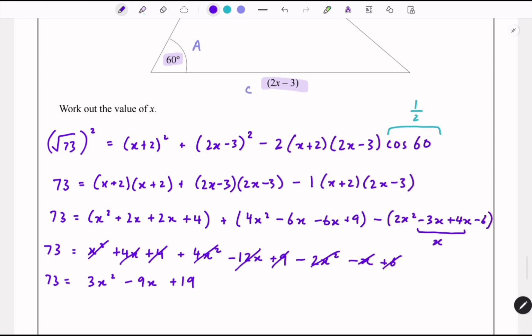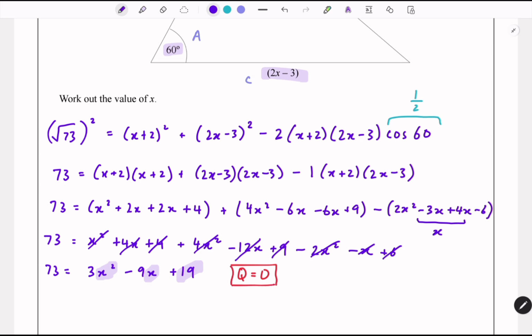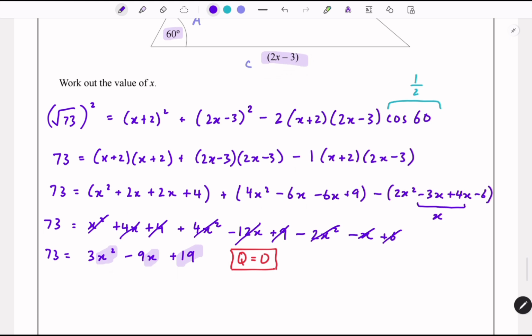Now what I've noticed is we've got a quadratic, because we've got something x squared, something x, and a number. Whenever we have a quadratic, we must always equal it to 0 to be able to solve it. That's just a standard rule. Anytime you see a quadratic, always make it equal to 0. So that's what I'm going to do here. I'm going to minus 73 over to the right hand side. So 3x squared minus 9x plus 19, and we're going to minus 73, and that gives us minus 54, and that equals 0.